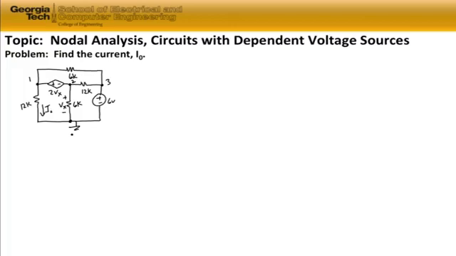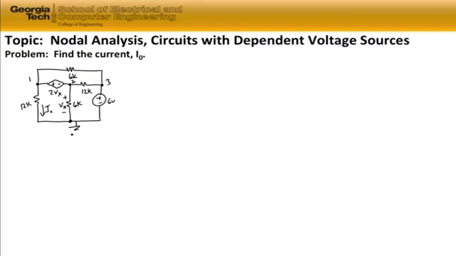So we have 3 nodes, and we know with nodal analysis, ultimately what we're looking for are the nodal voltages. Once we have the nodal voltages, we can find any of the other parameters that we would like to find in the circuit. So let's solve this circuit. The first thing we want to do is sum the currents about each one of the nodes.